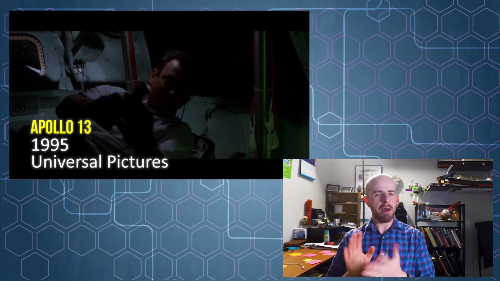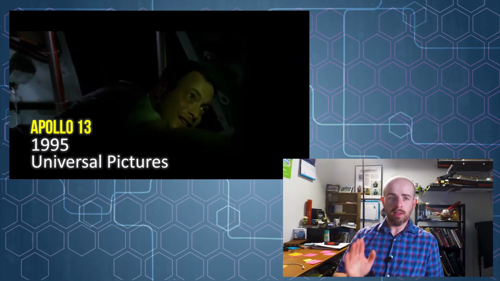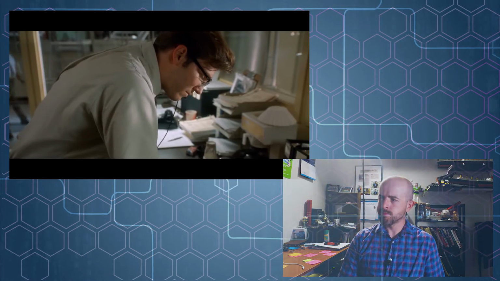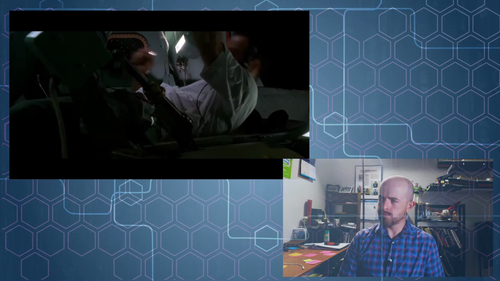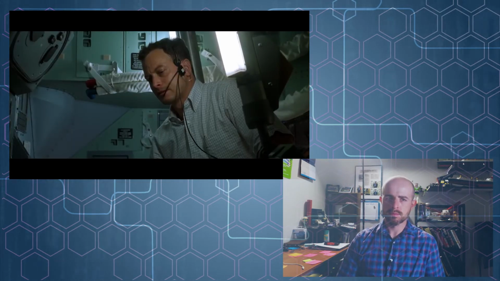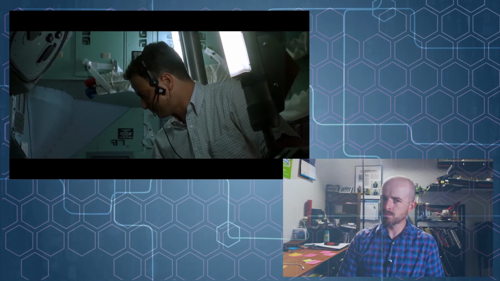All right, and then we have Apollo 13 again, where they've realized that no matter what they do, they're a few amps short of being able to power up the command module.